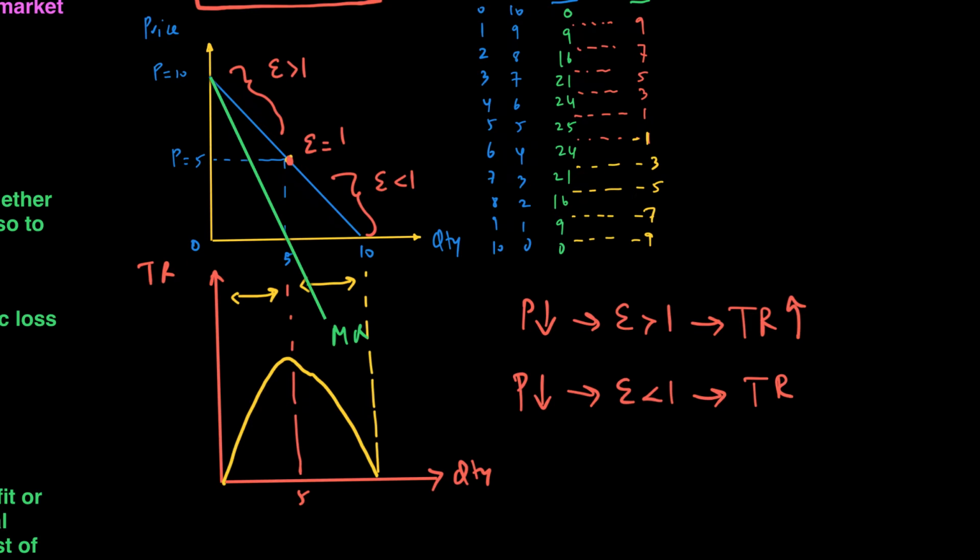And that's exactly why, when the price is right in the middle, total revenue is maximum, at the point where elasticity is equal to 1, because prior to that total revenue was going up, after that total revenue is going down. Therefore at elasticity equal to 1, total revenue is maximum. Now one more thing which I want to talk about is what about marginal revenue.